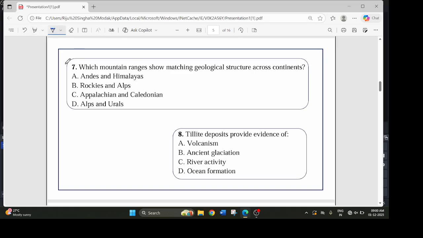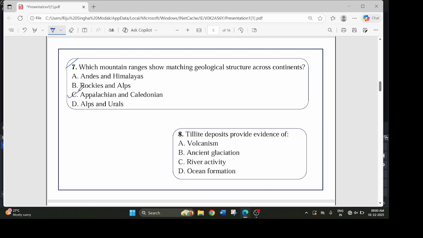Question number 7. Which mountain range shows matching geological structure across continents? Option A, Andes and Himalaya; Rocky and Alps; Appalachian and Caledonians; and Alps and Ural. Here the correct answer is Appalachian and Caledonians.